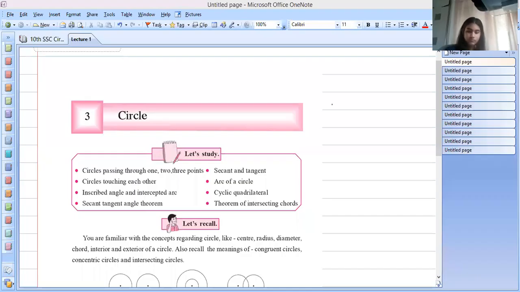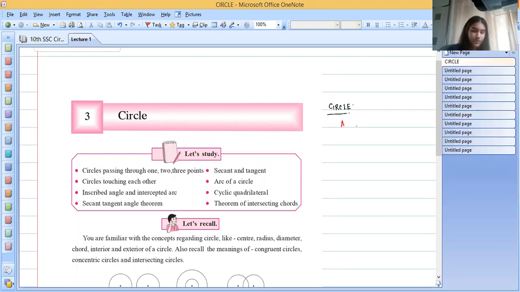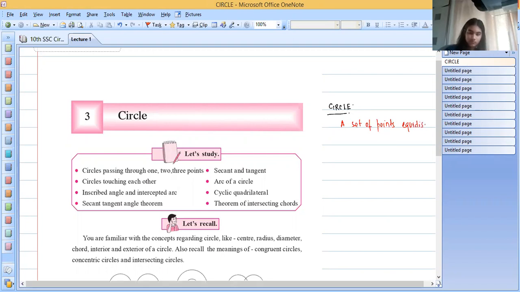Circle. So what is a circle? A set of points equidistant from a fixed point.